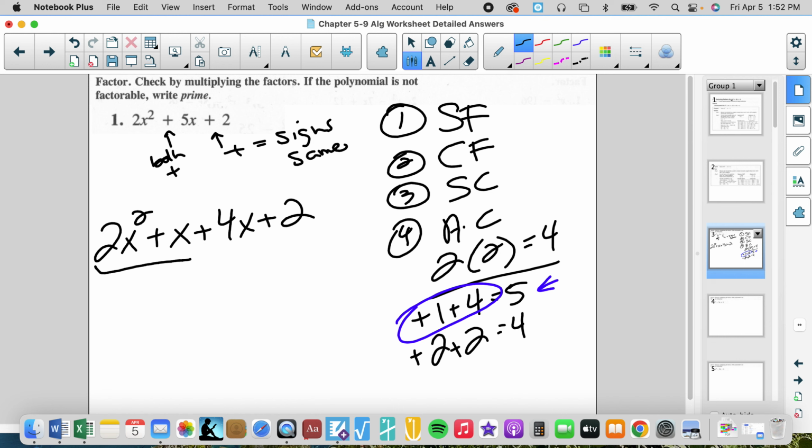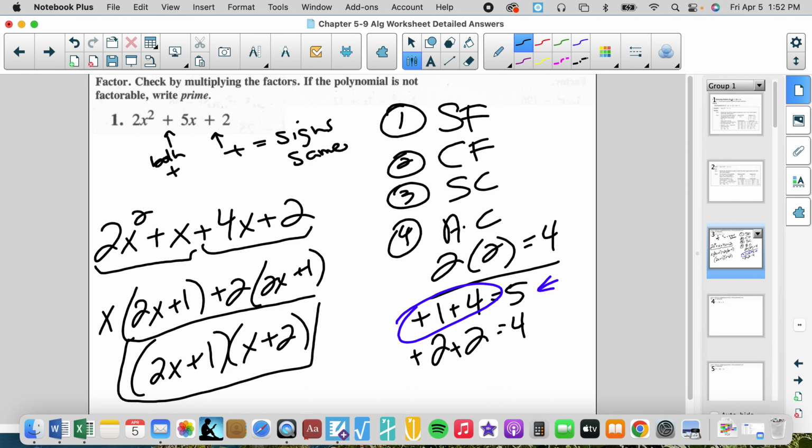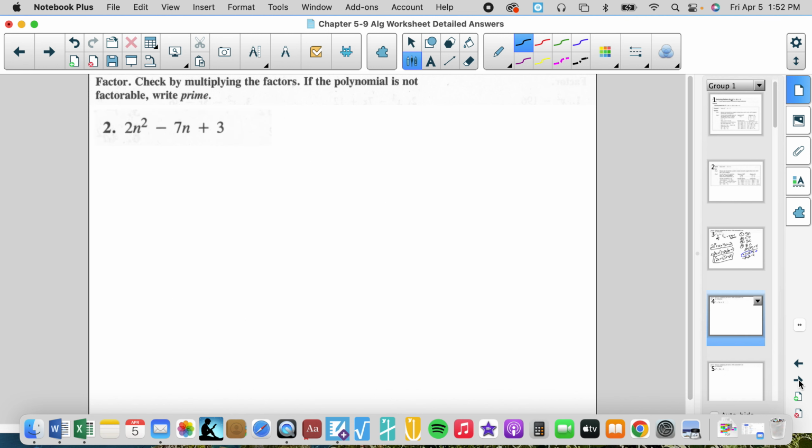And now we're going to factor by grouping. We're going to factor out an x. We get 2x plus 1. We're going to factor out a 2, which gives us 2x plus 1. And 2x plus 1, x plus 2. Feels like the same, doesn't it? Good. And it should, because we want to make sure that we're doing the same steps, and it shouldn't be harder.